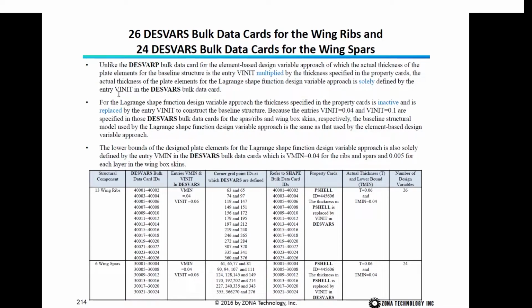So once you define V init, it overrides the thickness defined in the property card. So for the Lagrange shape function design variable approach, the thickness specified in the property card is inactive and is replaced by the V init in the DESVAR S card. Because the entry V init 0.04 and V init equals 0.1, this is for the spar and rib, this is for the skin.